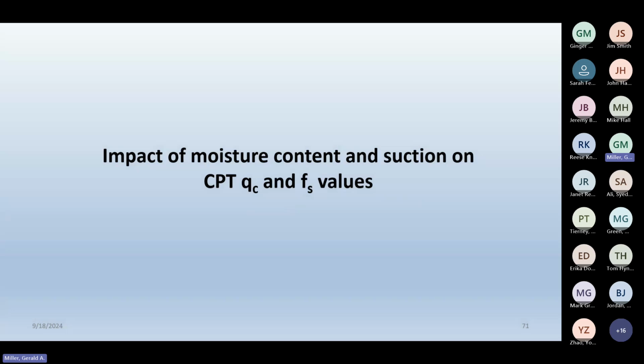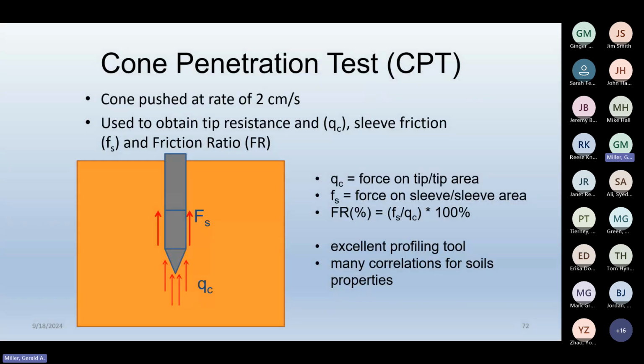All right, so I think most of you are familiar with the cone. So basically, you push an instrumented cone, typically stainless steel, typically has a tip and a sleeve. Each of these are attached to some load cell. There's different load cell configurations. They could be independent load cells, or it's a subtraction cone.